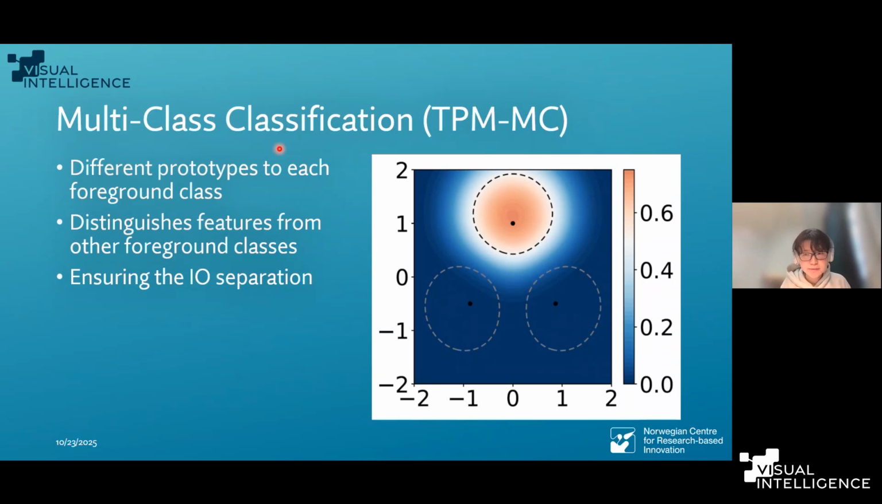And another extension is multi-foreground class segmentation. In its simplest form, this can be achieved by assigning distinct prototypes to each foreground class. So this enables distinguishing features from other foreground classes, while still ensuring the IO separation, as visualized in this image. And this formulation also enables multi-foreground class training to more effectively separate different foreground features while still maintaining the IO separation.